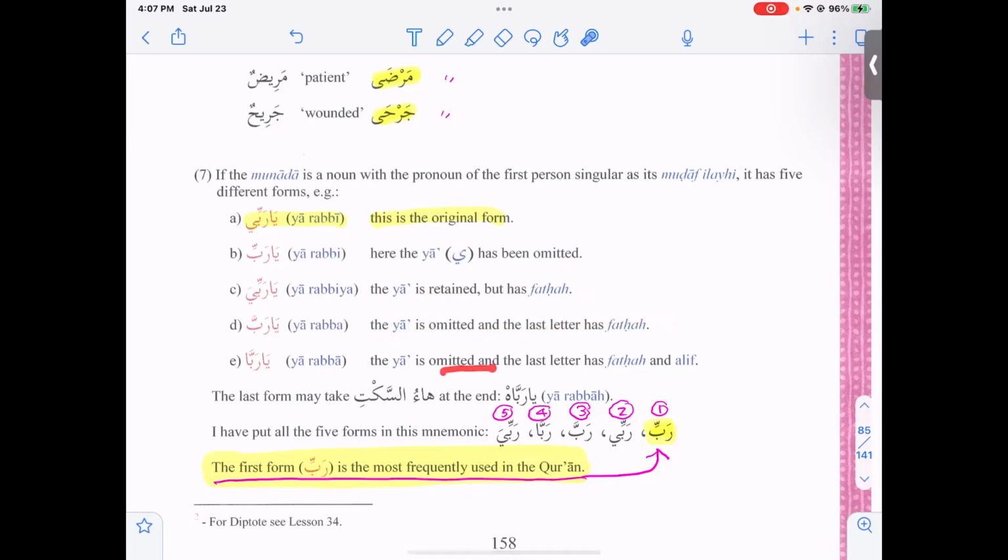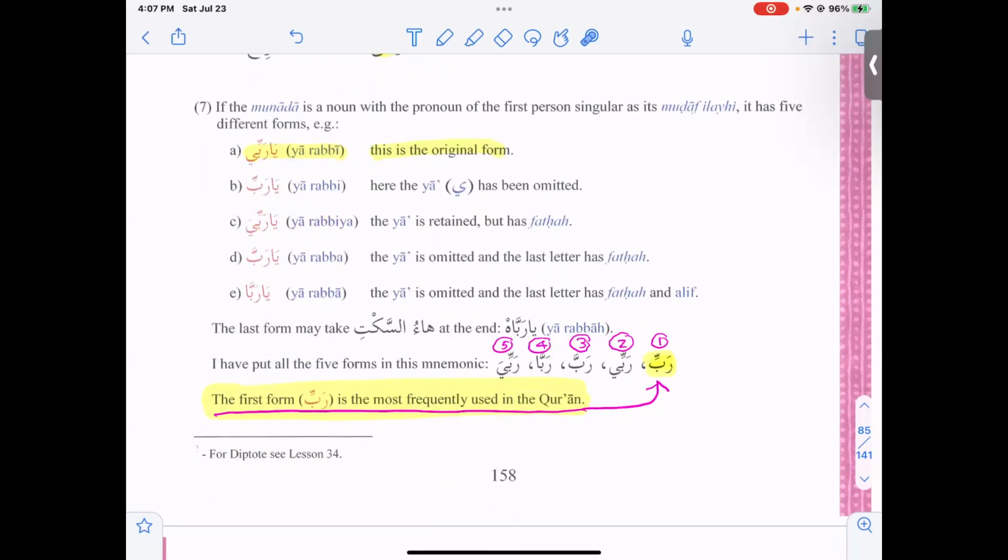Ya is omitted, and the last letter is a fatha. And Aleph Rabba. This form may also take the Sakti at the end. Ya Rabba. Now here, I have put all the five forms in the mnemonic.